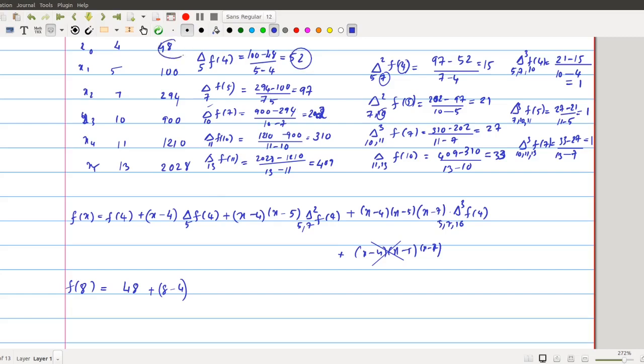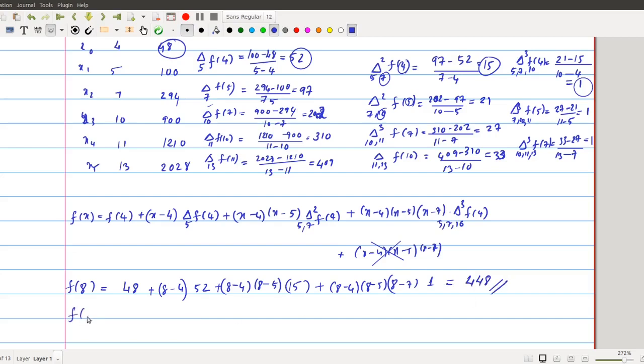First we choose this 48, then we choose 52, so this is 52 plus (8 minus 4) into (8 minus 5) times that number, which is 15, this is 15 plus we have (8 minus 4) into (8 minus 5) into (8 minus 7) into this value, that is 1. Okay, so we will have this equal to 448, so this is the value of f of 8.